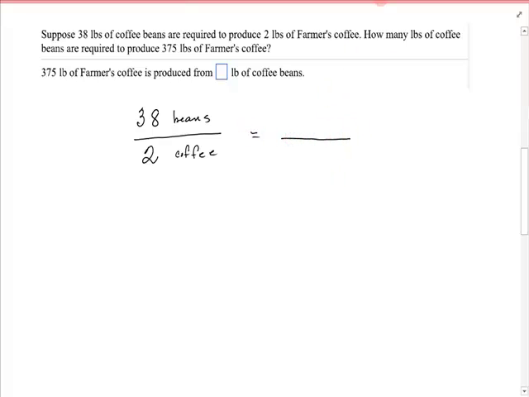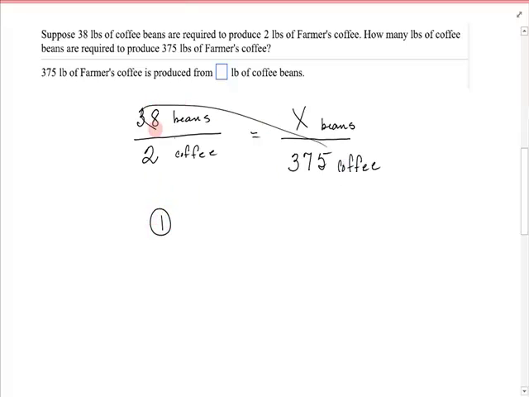On this ratio, how many pounds of coffee beans are required to produce 375 pounds of coffee? It's important that you get them, if you set it as beans over coffee, that this fraction is also beans over coffee. Now, how am I going to solve it?